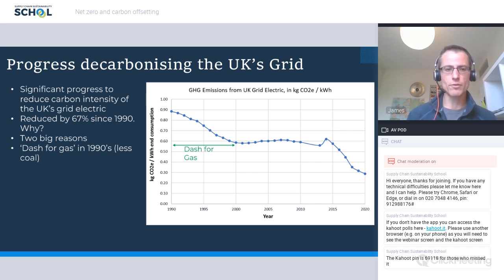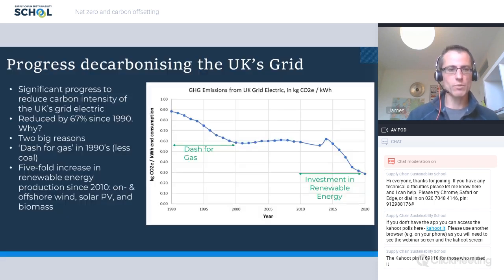That's significantly brought the intensity down for the electricity that we use when we plug in. The second one was more recently with the investment in renewable energy. There's been a 5-fold increase in renewable energy since 2010, predominantly on and offshore wind, solar PV, but also biomass. And you can see that the trend has come down.